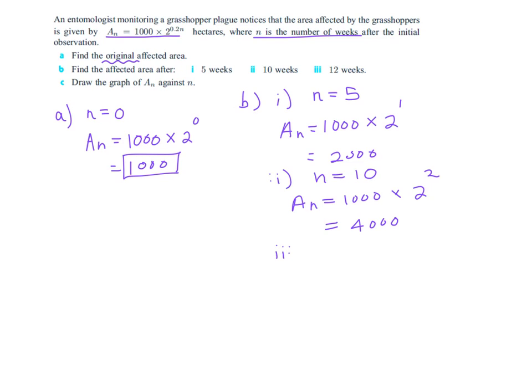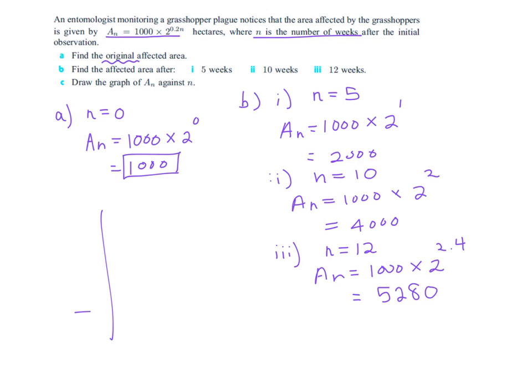3, after 12 weeks, how many areas are affected? A_n is equal to 1,000 times 2 to the 0.2 times 12, that's 2.4. So using your calculator, you get an answer of about 5,280. Alright, so draw the graph of A_n against n.